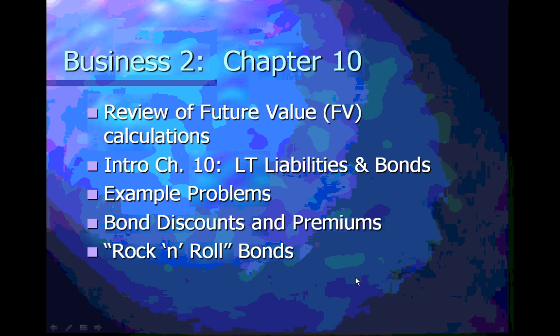Okay, let's take a look at the Chapter 10 lecture. We want to finish up some future value calculations from Appendix B. So we'll look at that first, then we'll get into liabilities and bonds, do some example problems, and we'll talk about bond discounts and premiums. One of the more complicated things we'll do all year, but very doable. Then we'll talk about rock and roll and what it has to do with financial funding.